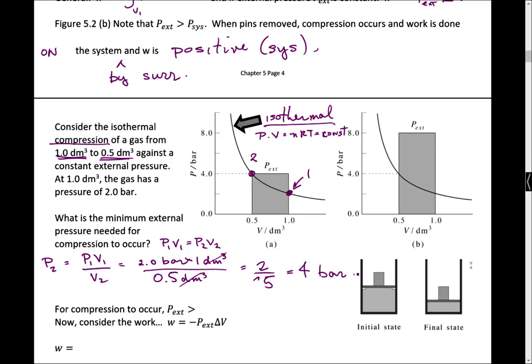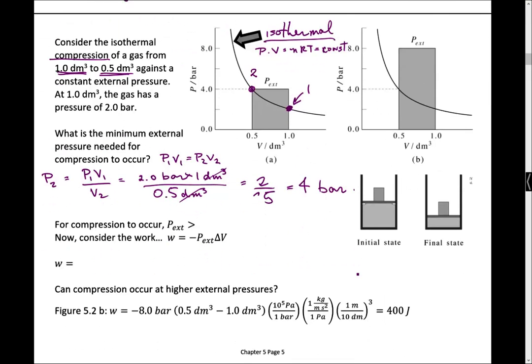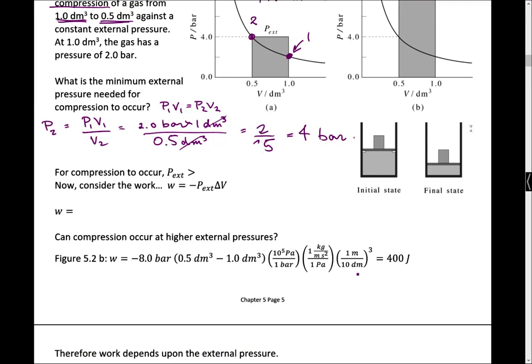Right? Make sense? Okay. Next up, we are going to say, well, we're going to perform this compression at an external pressure of 4 bar. And we're going to do this compression in a single step. And that means we should be able to calculate the work that has occurred. All right? So we know that work is going to be equal to minus P delta V. All right? Because we have a constant external pressure. Make sense? Okay? All right. So this is going to be minus 4 bar.